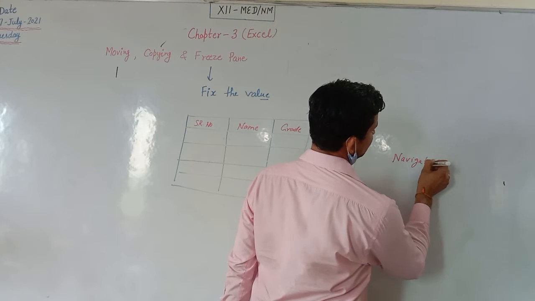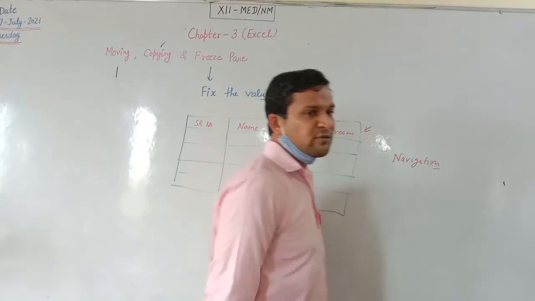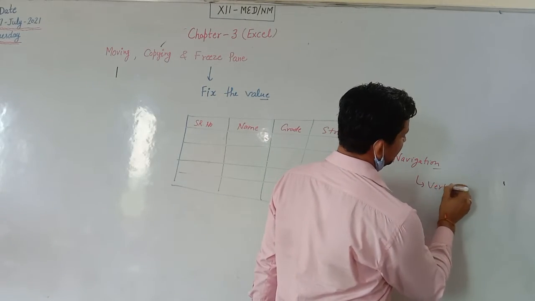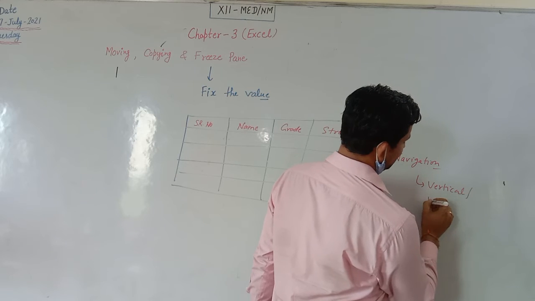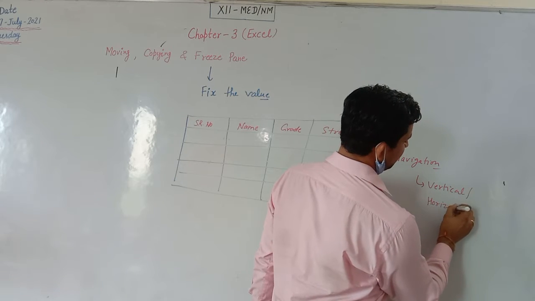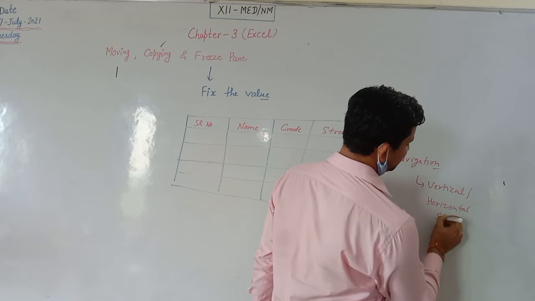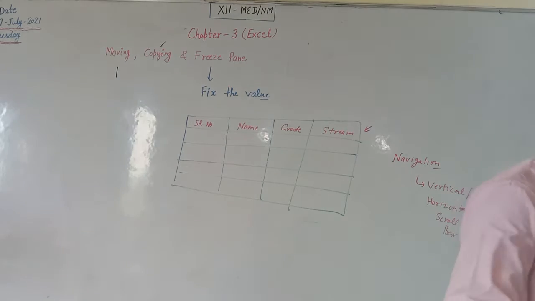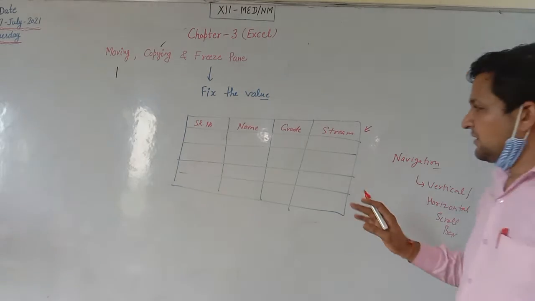Navigation of rows and columns. And for navigation, what is available? Vertical and horizontal scroll bars are there. We can scroll the data top to bottom or left to right.